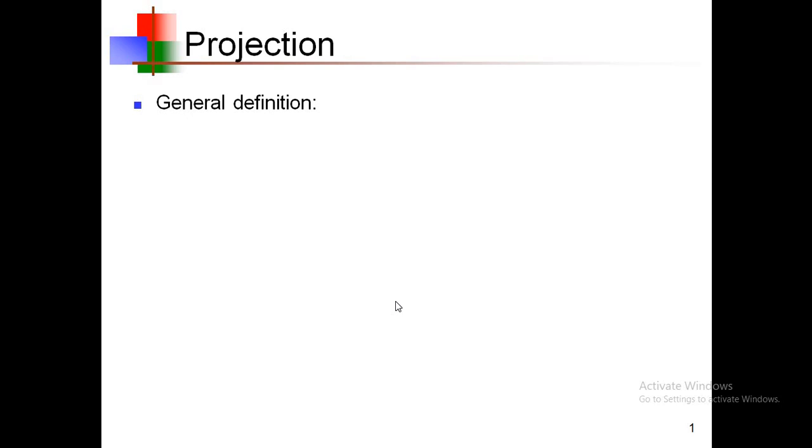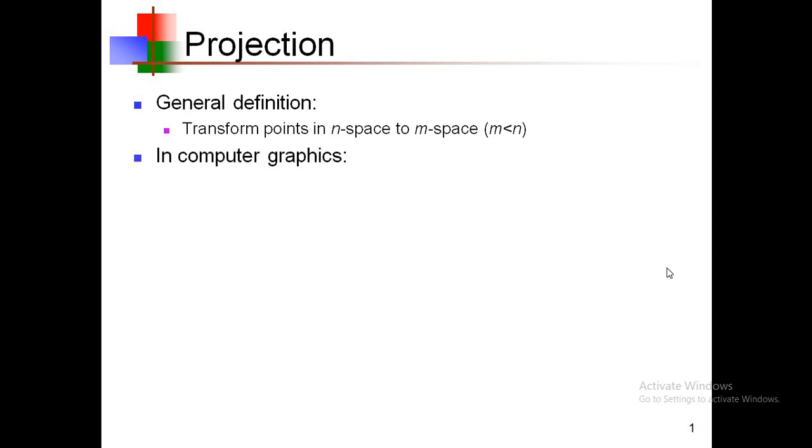Here I am presenting a topic on projection, one of the important topics in computer graphics. Let's see the general definition. Basically, a projection is something that transforms points in n space to m space, where m is less than n. In computer graphics, it maps 3D camera coordinates to 2D screen coordinates.